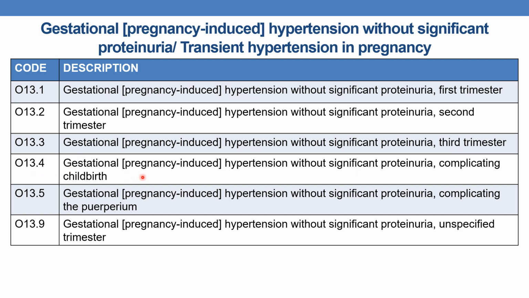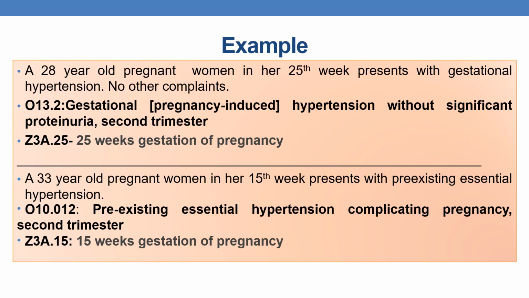O13.4 indicates gestational hypertension without significant proteinuria complicating childbirth. O13.5 indicates gestational hypertension without significant proteinuria complicating puerperium. And finally, O13.9 indicates gestational hypertension without significant proteinuria, unspecified trimester. Now let us see some examples.